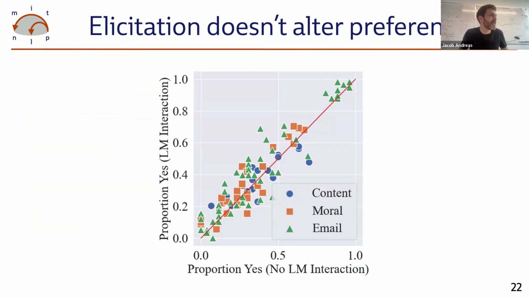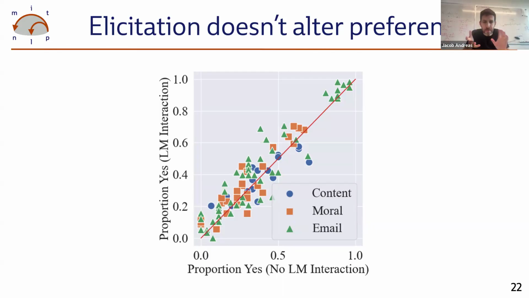And so one way we can get at this is by holding out a set of people, having them not interact with the language model at all, and then for all of those questions on the test set, just look at the proportion of people who answer yes or no to a given question after interacting with the language model, or without interacting with the language model.